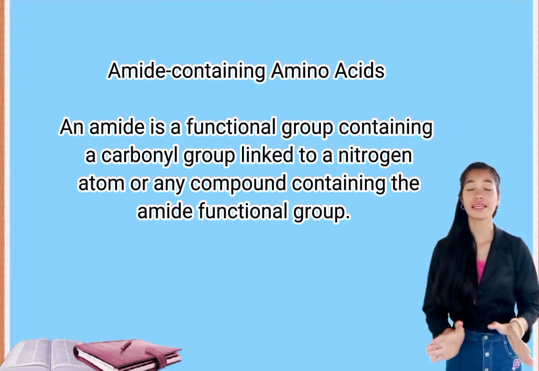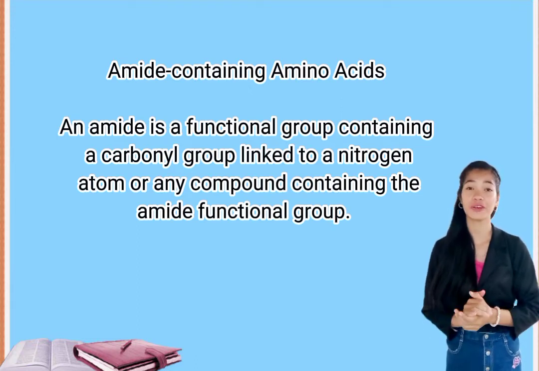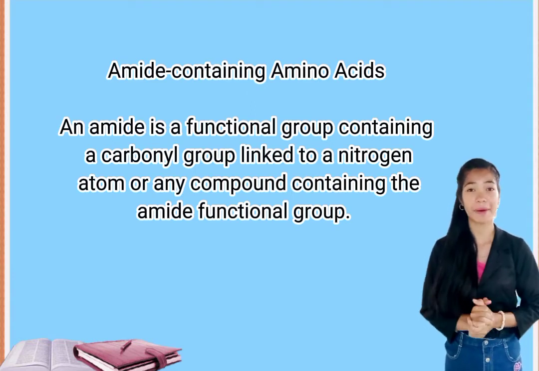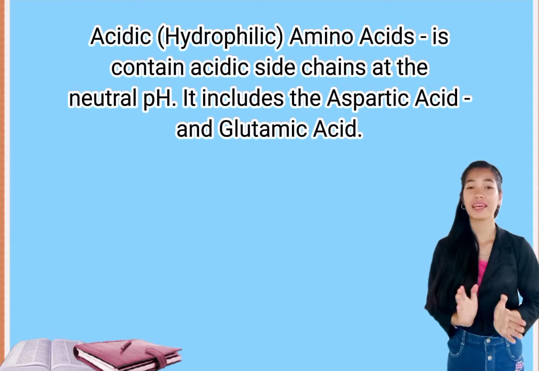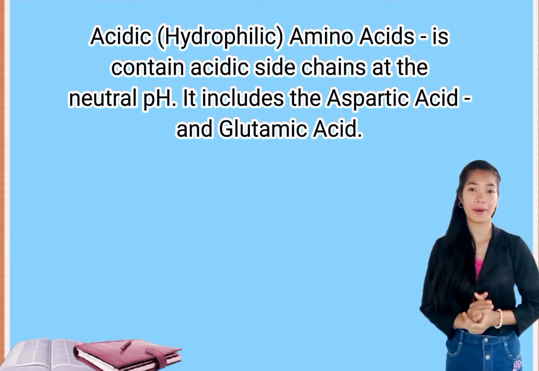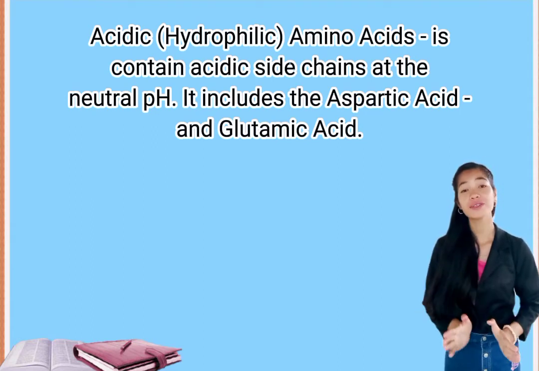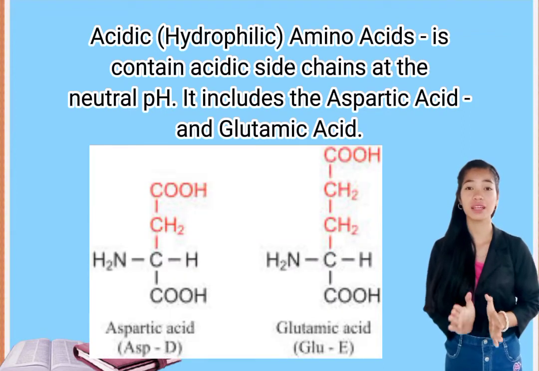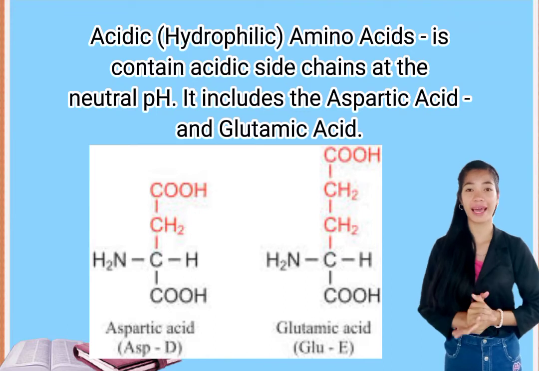Next is the amide containing amino acids. An amide is a functional group containing a carbonyl group linked to a nitrogen atom, or any compound containing the amide functional group. Next is the acidic or hydrophilic amino acids. They contain acidic side chains at neutral pH. It includes aspartic acid and glutamic acid.